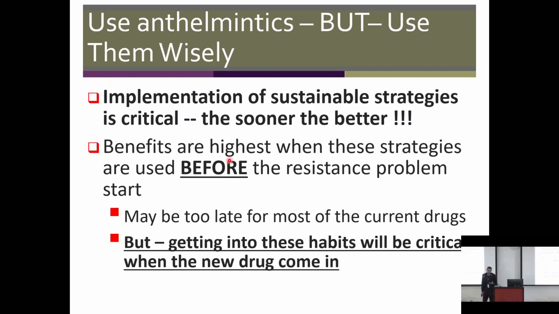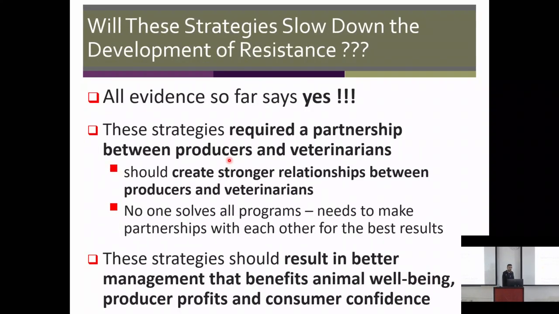But the resistance problem has already developed. So we just have to think about now, once the new drug comes in, we have to change our habits and adapt these strategies to reduce the drug selection pressure and reduce the resistance in the animals. All evidence shows these strategies slow down the development of resistance.